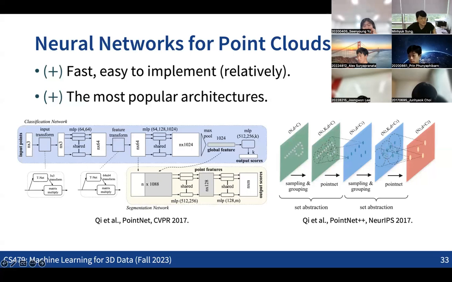So after introducing this architecture, architectures like this for handling point clouds became quite popular for many applications. So that's what we are going to discuss later.